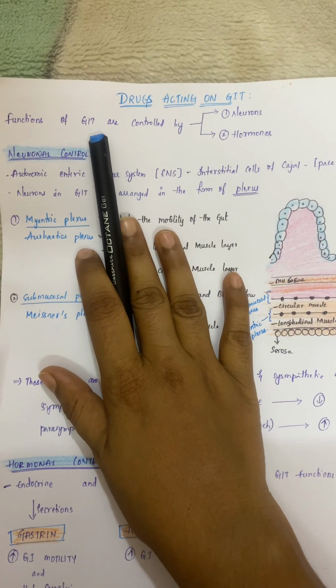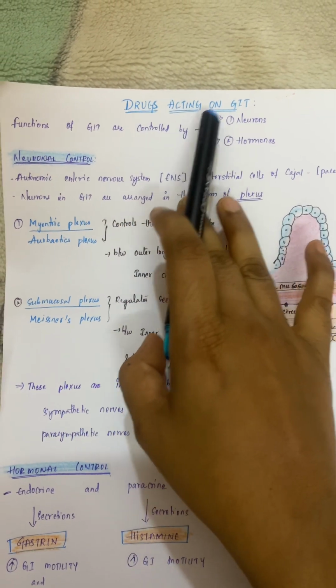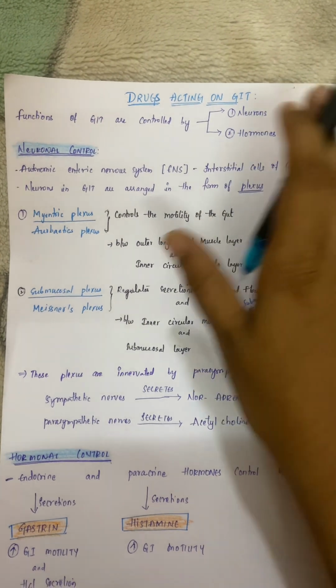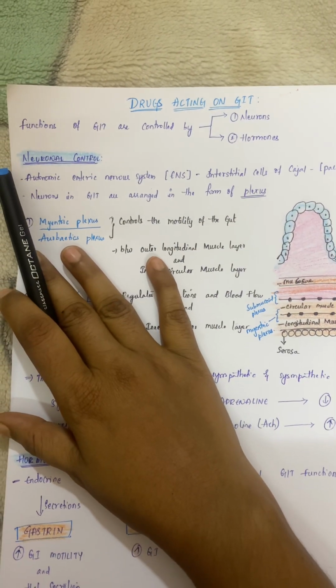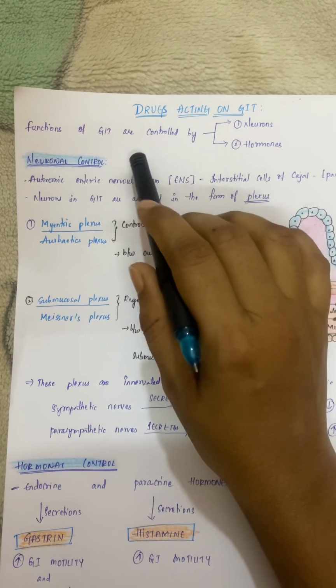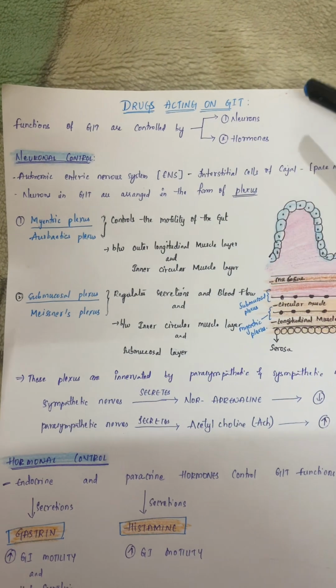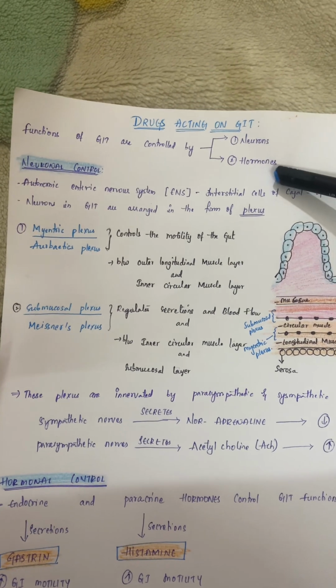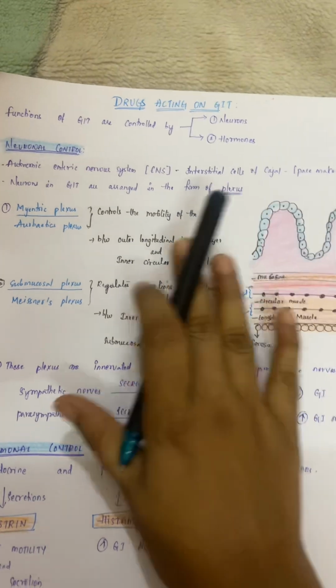Today we are going to learn about the drugs which act on the GIT, that is the gastrointestinal tract. First we'll see the histology and general physiology of the gastrointestinal tract. Okay, so the functions of the gastrointestinal tract are majorly controlled by both neurons and hormones, that is the neuronal control and the hormonal control. So first we'll see the neuronal control.